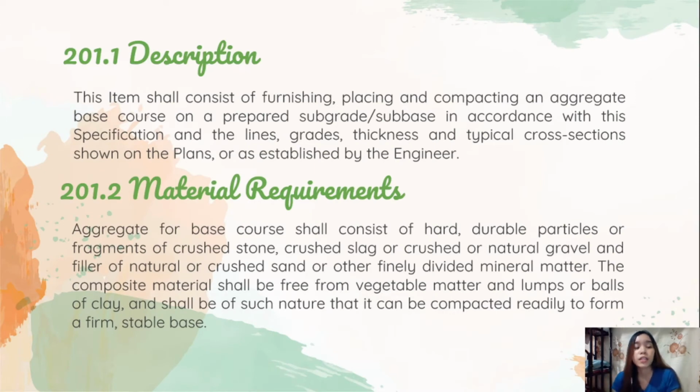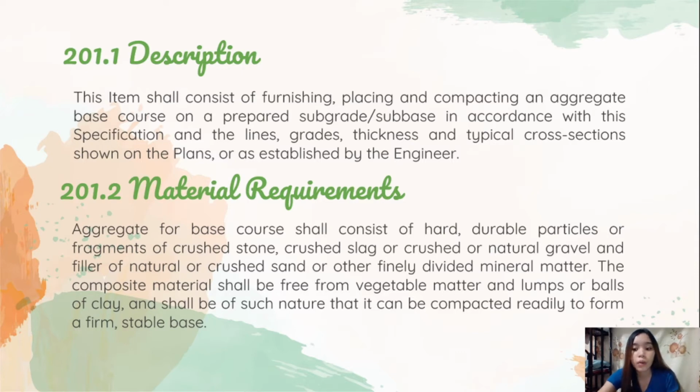The description is: this item shall consist of furnishing, placing, and compacting an aggregate base course on a prepared subgrade or subbase in accordance with the specifications and in conformity with the lines, grades, thickness, and typical cross-section shown in the plans or established within. So it is the same as the description for the subbase course, but here it is used for the aggregate base course.